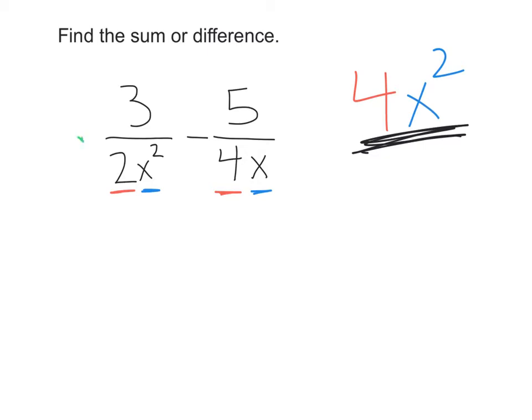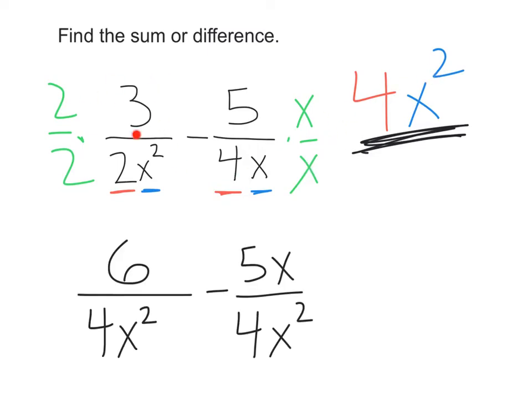For the left term, that's going to be 2 over 2. We can see that 2 times 2x squared will be 4x squared. The right term already has a 4x. It just needs an x over an x. That would be 4x times x, 4x squared.